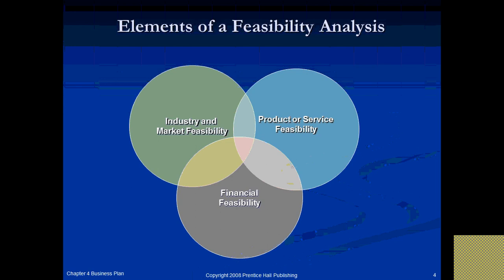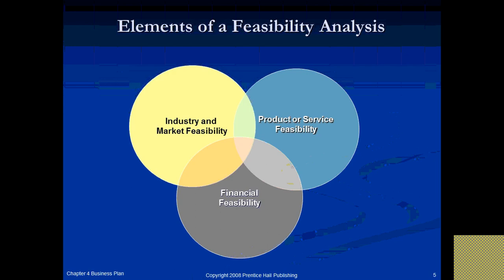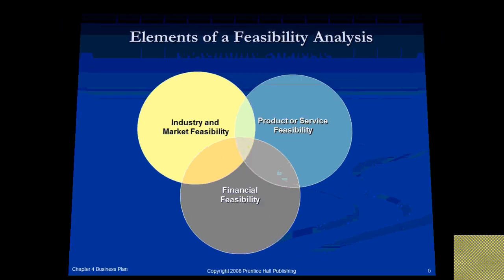So there are three elements to be conducted when we're looking at our feasibility analysis. We have to look at the industry market feasibility, the product or service feasibility, and we also have to look at the financial feasibility. But first we're going to look at the industry market feasibility.